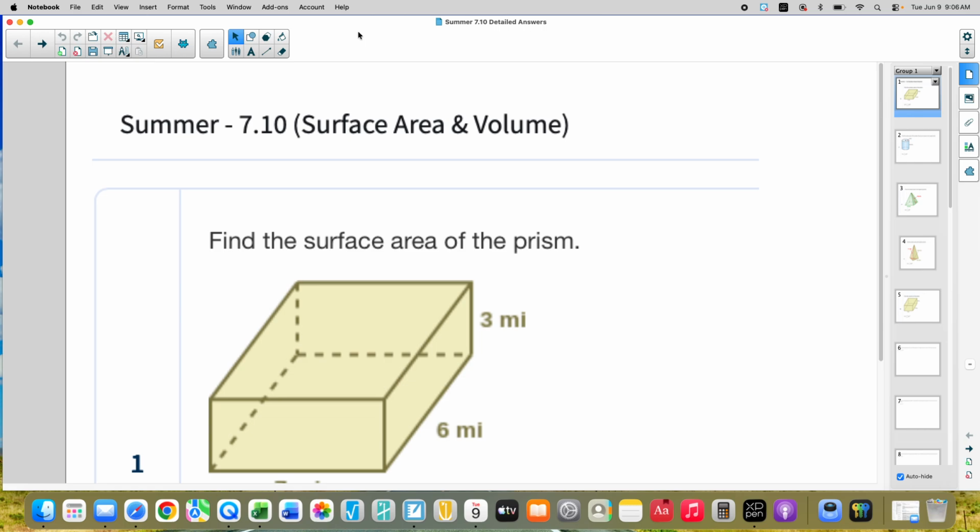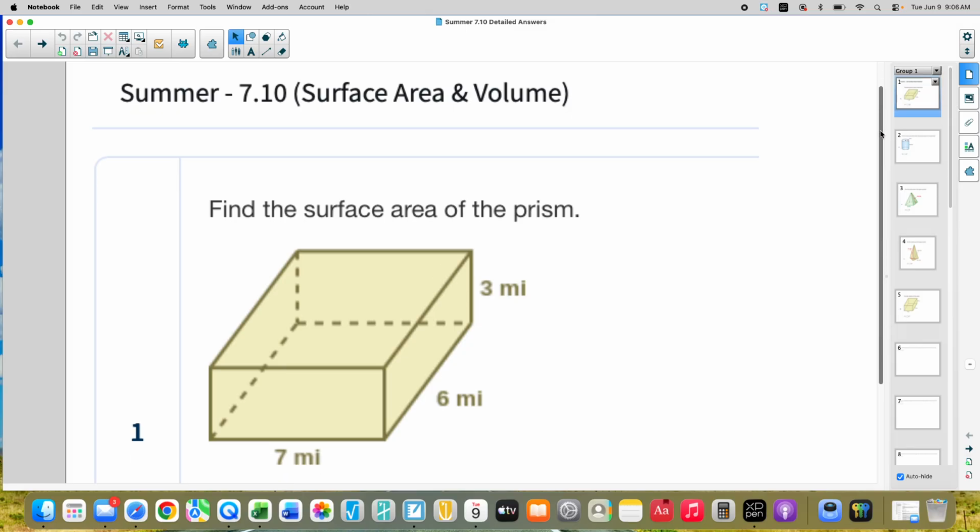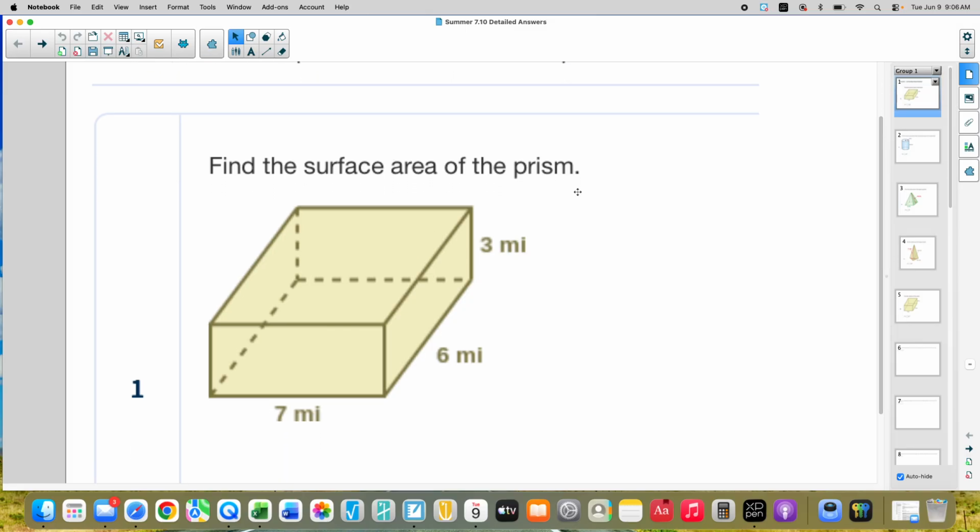Surface area and volume. I love surface area and volume. I guess I say that a lot, don't I? I say I like all of these. So it says find the surface area of a prism.